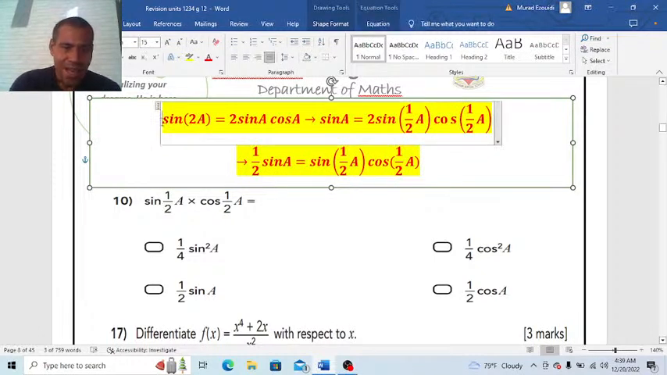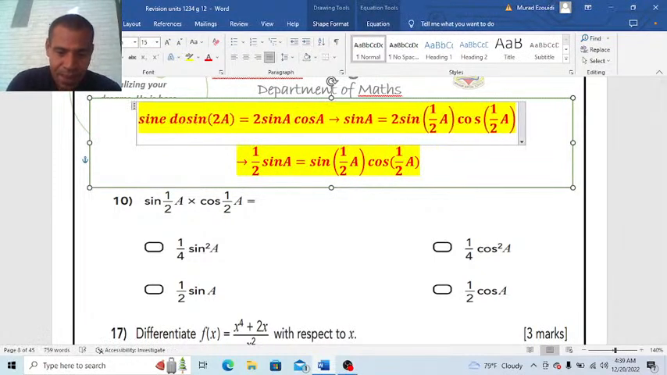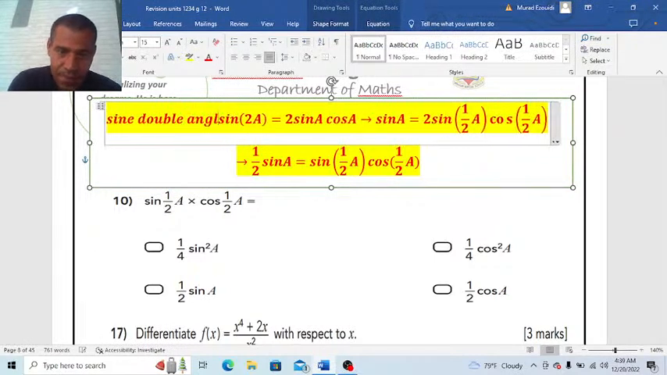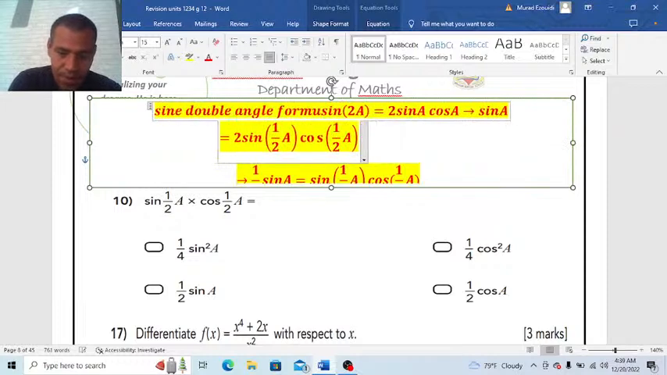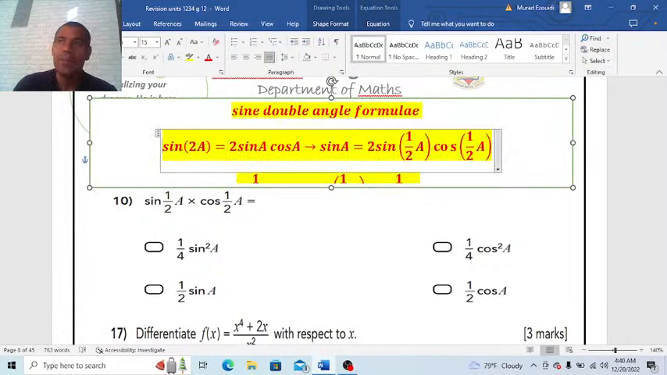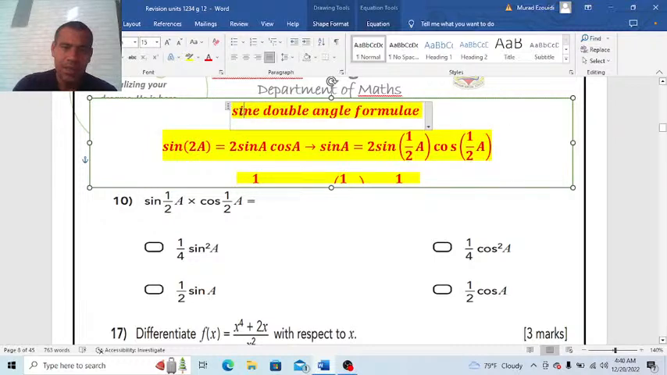This one is called the sine double angle formula.